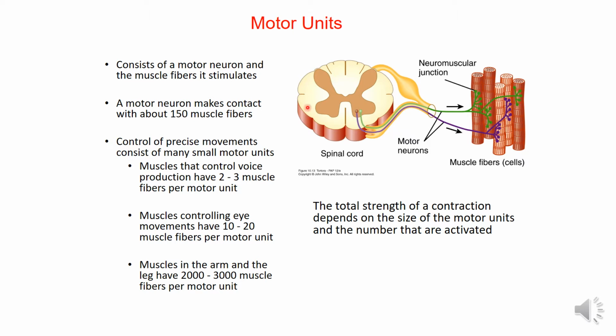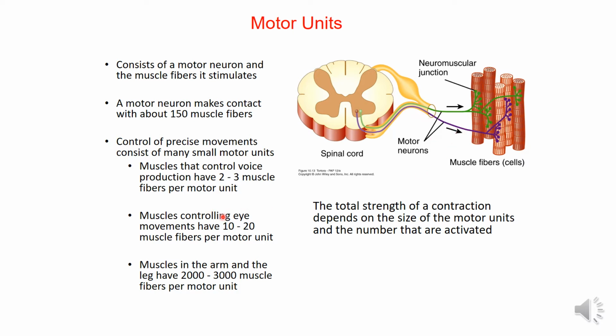Motor unit. We defined previously what the motor unit is. It is a motor neuron coming from the anterior horn cells or from the cranial motor nuclei in the brainstem, plus the muscle fibers supplied by this motor neuron. And we mention this part as a motor unit.